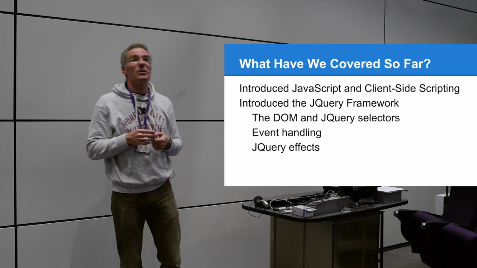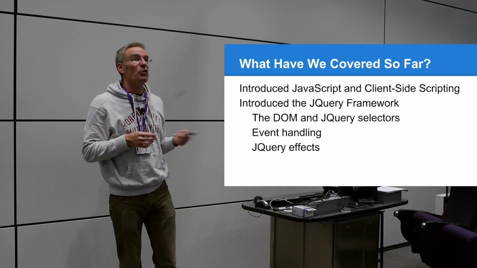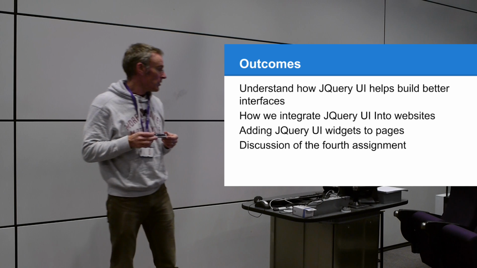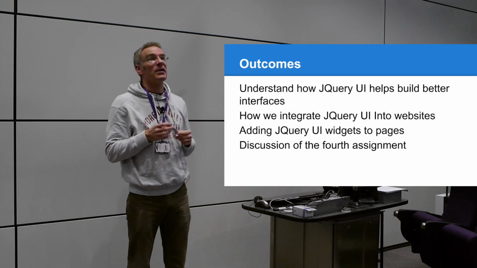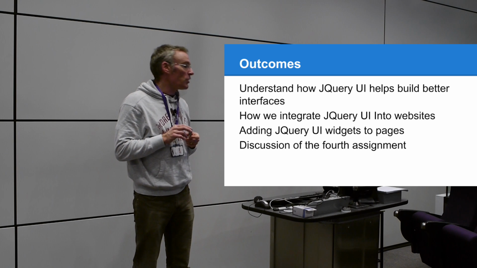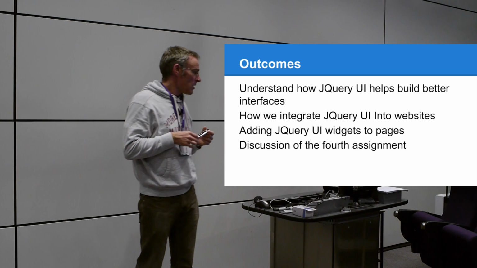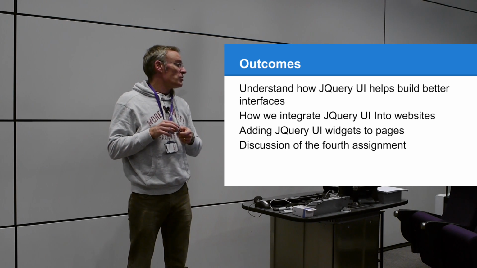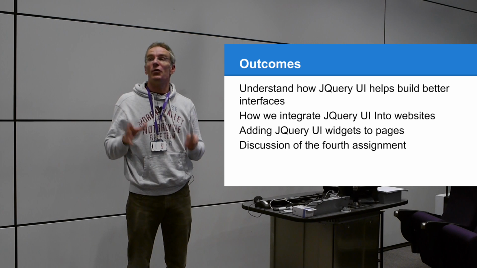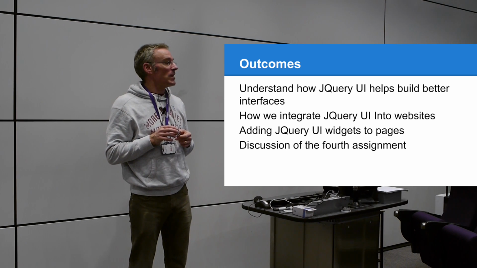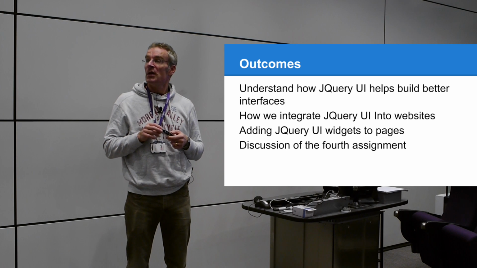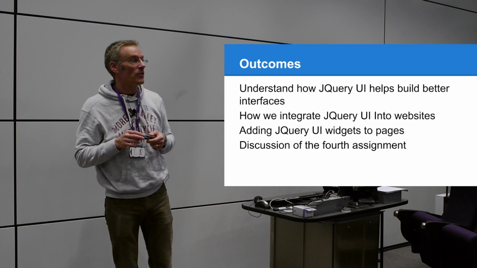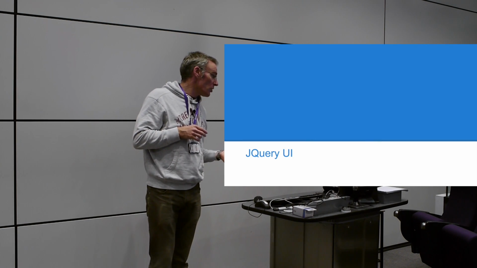So we've covered quite a bit already. And this session, we're going to look at an additional library, which is called jQuery UI. We're going to cover 4 topics today. The first one is how jQuery UI improves our interfaces. We're going to integrate jQuery UI into our website. We're going to show you how to add widgets to web pages, and I'm going to talk about the 4th assignment. Because we've already covered 60% of the assignment work for this year, and the next assignment's due in 4 weeks' time. Okay? So we've got quite a bit to do and not a huge amount of time to do it.